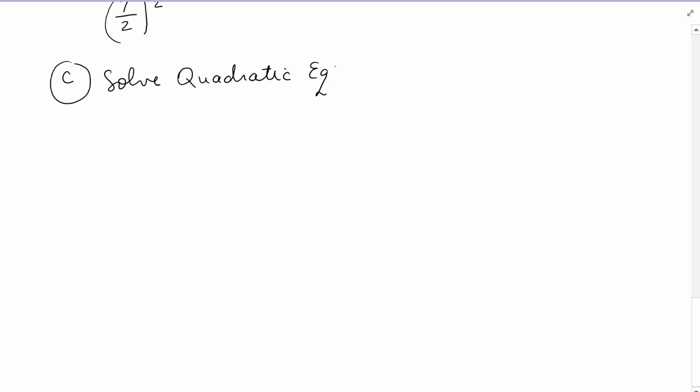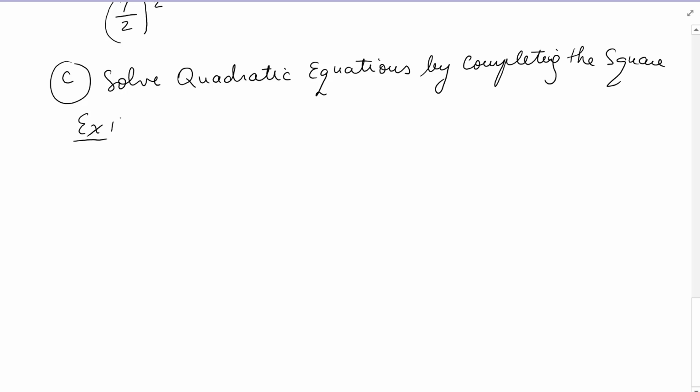Okay, now why did we learn that? Because we want to solve quadratic equations by completing the square. Okay, so let's say we have this example. Example 1. X squared minus 6x plus 4 equals 0.